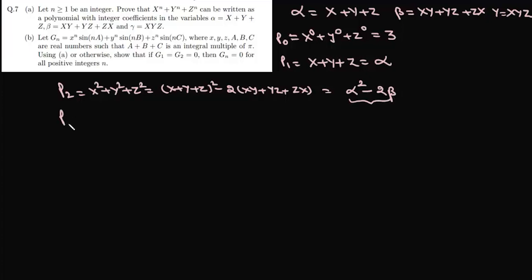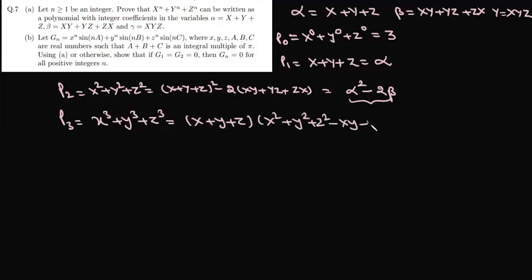Now if we write p3, it will be x cube plus y cube plus z cube. What we'll do is we'll write x cube plus y cube plus z cube minus 3xyz, and take minus 3xyz on the right hand side. So we'll write this as x plus y plus z into x square plus y square plus z square minus xy minus yz minus zx, plus 3xyz.